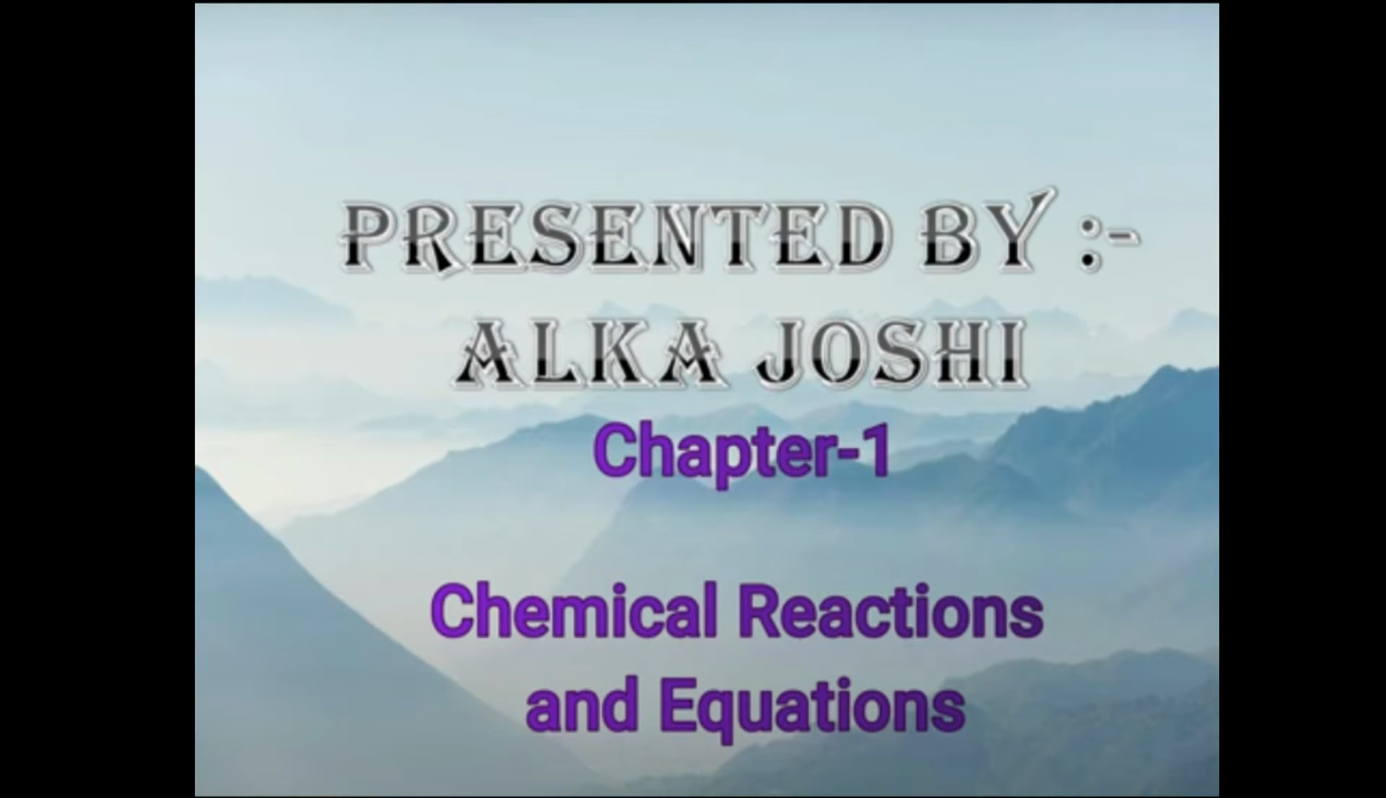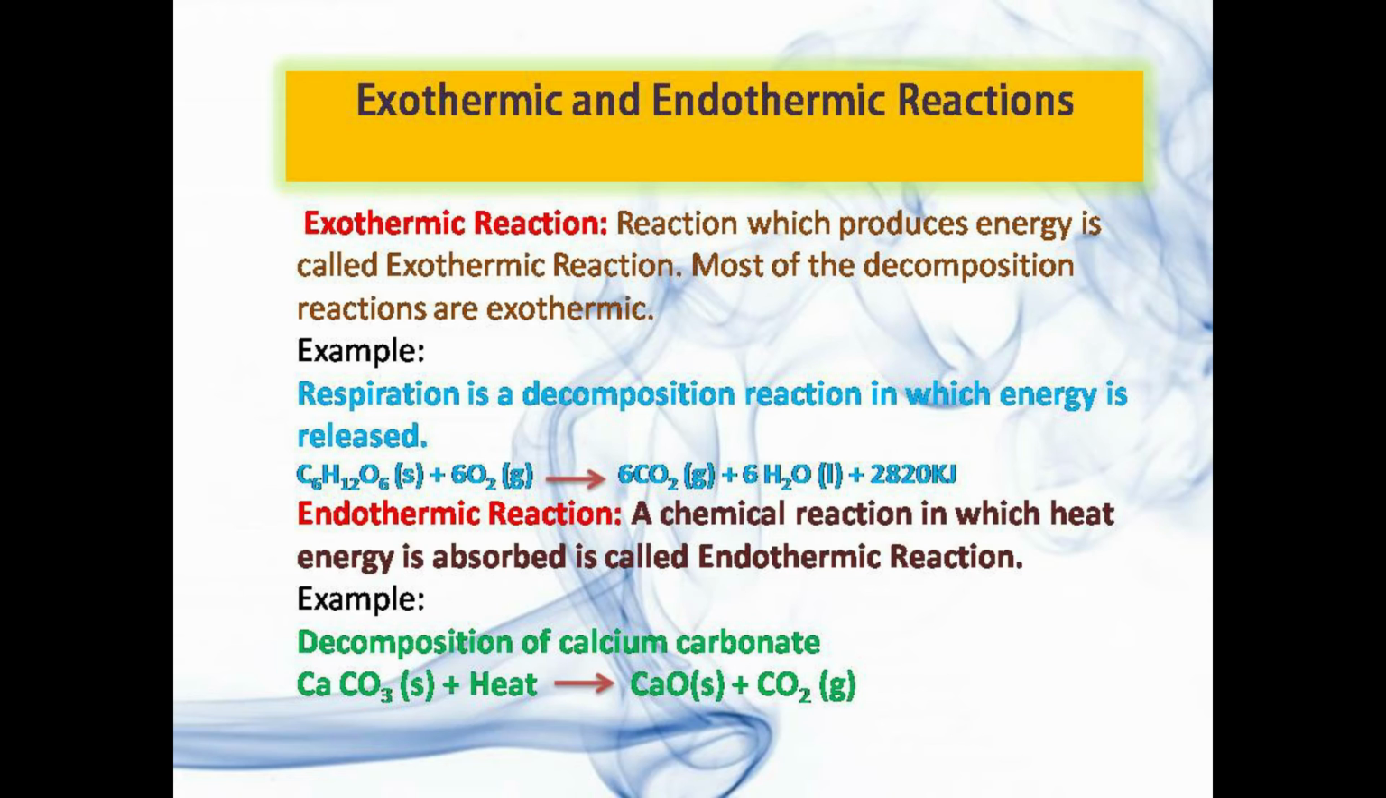Now watch the video on chemical reactions and equations part 2. Exothermic and endothermic reactions. What are exothermic reactions? The reactions in which heat in the form of energy is evolved are called exothermic reactions. In this, the heat evolved or energy involved is written on the product side. An example of this reaction is the respiration reaction.